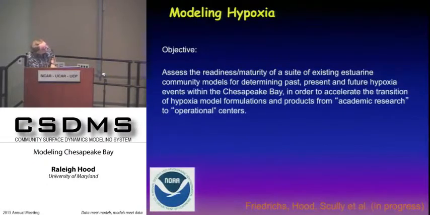The objective of this project is to assess the readiness and maturity of a suite of existing estuarine community models for determining past, present, and future hypoxia events within the Chesapeake Bay, in order to accelerate the transition of hypoxia model formulations and products from academic research to operational centers. So it's the same idea as the sea nettle model. We're trying to test out and explore different types of models for modeling hypoxia to see which ones work best for putting into operational mode, so we can move toward having an oxygen weather forecast for the Chesapeake Bay. And we're very close to it, actually. The capability is just around the corner.